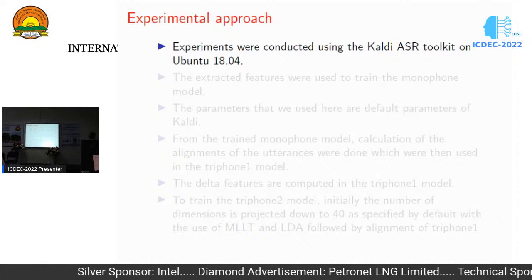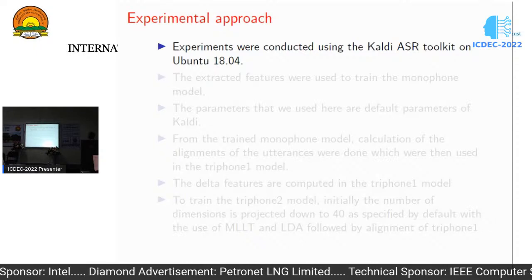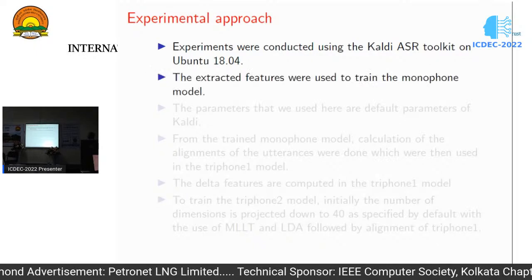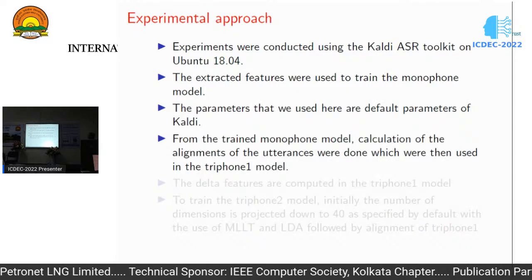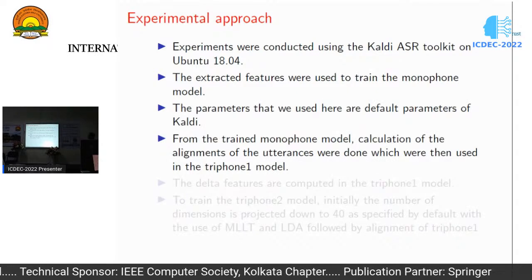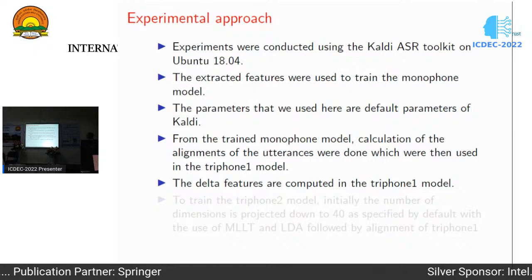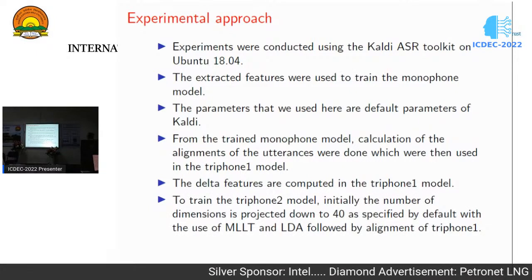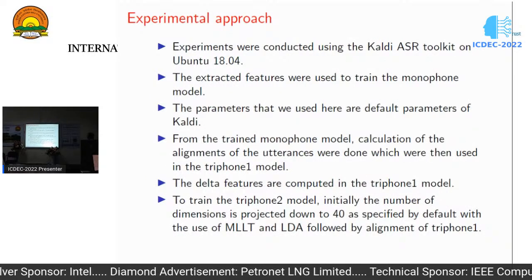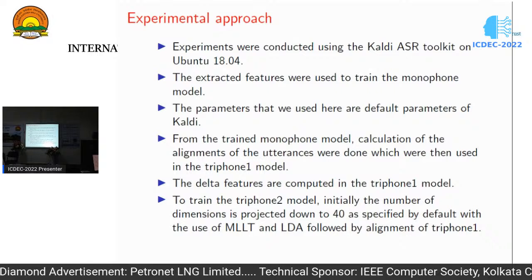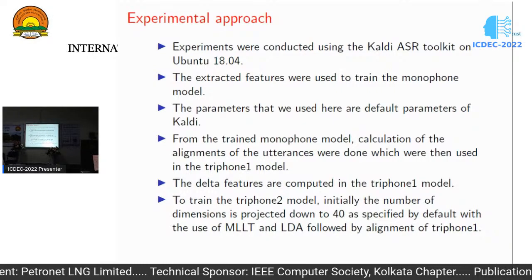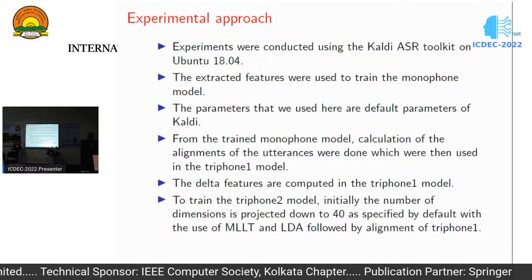So we have used this experimental approach here in the Kaldi toolkit. Initially, after extracting the features, we trained the monophone model, using the default parameters of Kaldi. From the trained monophone, the alignment of utterances was calculated, which was used for Triphone 1. So we generated the Triphone 1 model from the alignment of the monophone model.